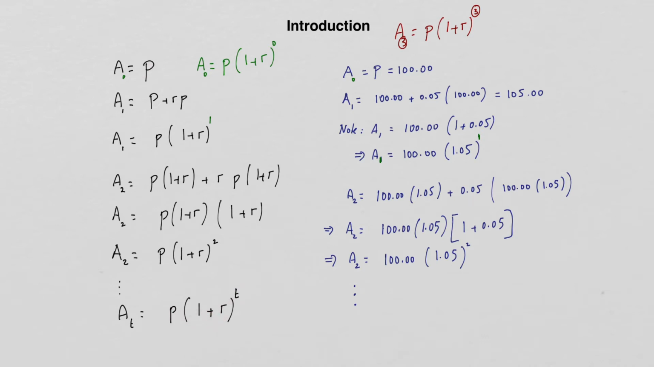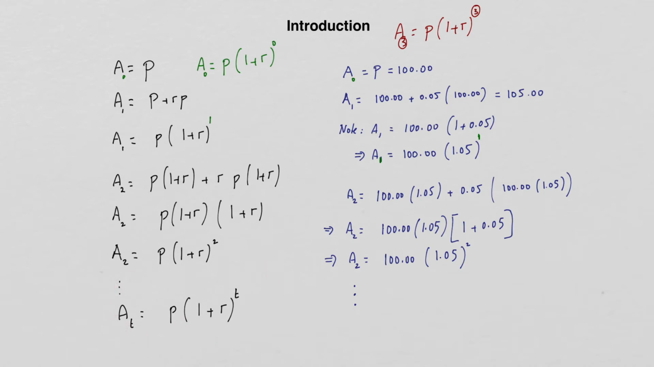In fact, if you go back here, I can rewrite this with this pattern. A0 is p times 1 plus r to the power of 0. Isn't it true that 1 plus r to the power of 0 is 1? This is not 0, so any number that is not 0 to the power of 0 is 1. So that leaves me with p. So that 0 goes here, that 1 goes here, that 2 goes there, that 3 goes there, and of course, the accumulated amount at time t is p times 1 plus r to the power of t. And this is a nice, really beautiful formula.